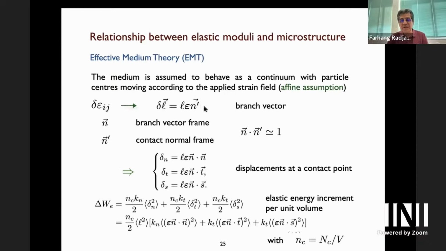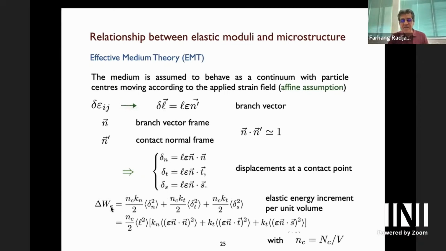So n prime here is the orientation of the vector joining two particle centers. But we are interested, of course, in the contact points, and at the contact points, the orientations are different. I called it n prime here actually, and so it should be reversed here. It's n and n prime, but we checked that actually they are parallel. So on average, they are parallel. So in a way, we can use the branch vectors, using the affine assumption, to evaluate the local displacements at the contact points, not only at the branch vectors.